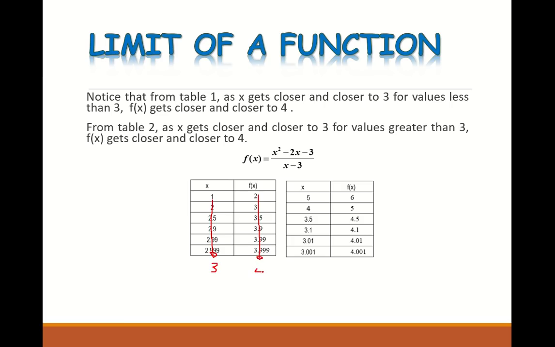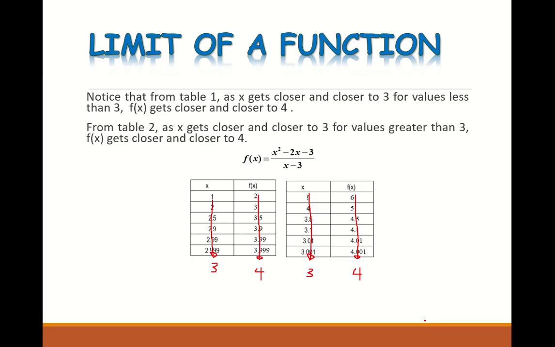4. And similarly, this is for the values of x from left going to the right. Okay, so from right going to the left, going to 3, we've noticed that as x gets closer and closer to 3, our f of x is getting closer and closer to 4. Okay, so we can say that x equal to 3 is the limit, and this is also the limit for f of x.